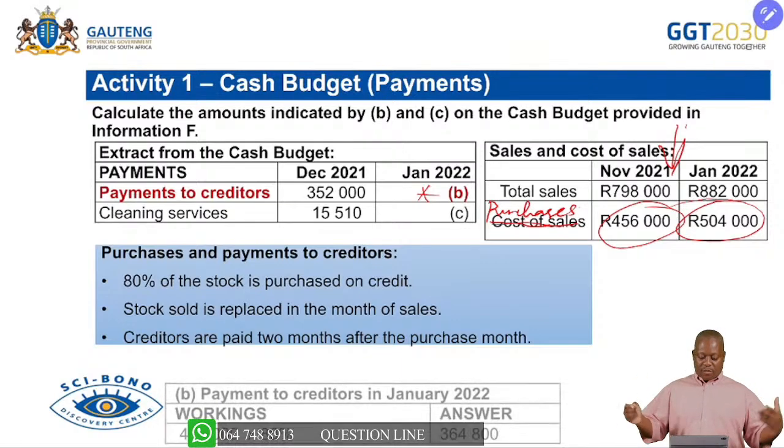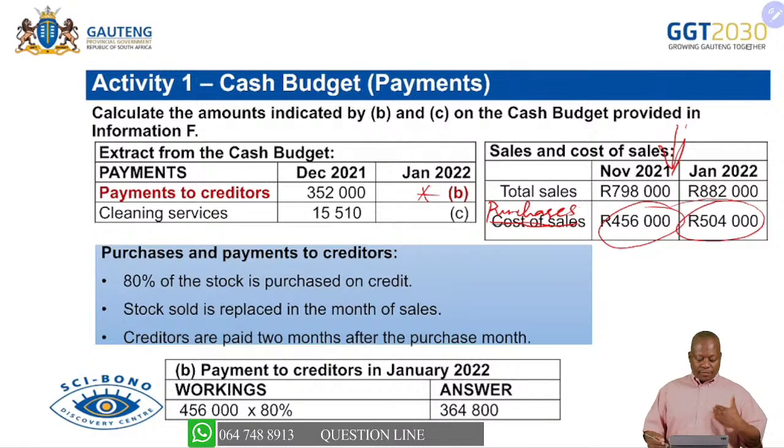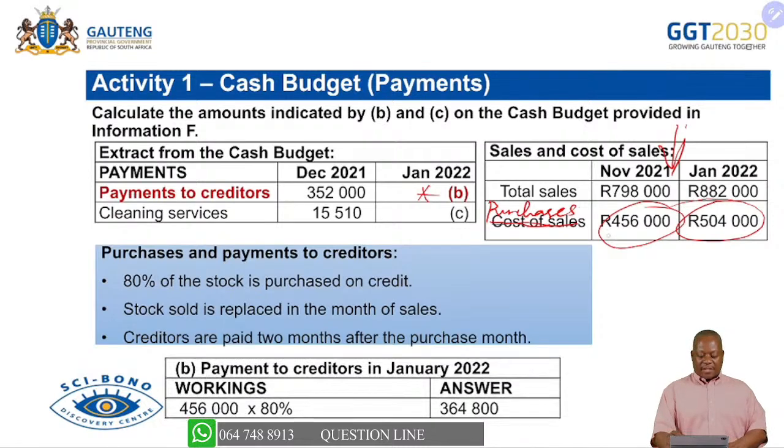Let's do it. What are we waiting for? There it is. 456,000. Where is it coming from? Purchases for the month of November. But we pay only credit ones. So 80% of that are the credit purchases. We pay that in January. So that's where we get to our answer.